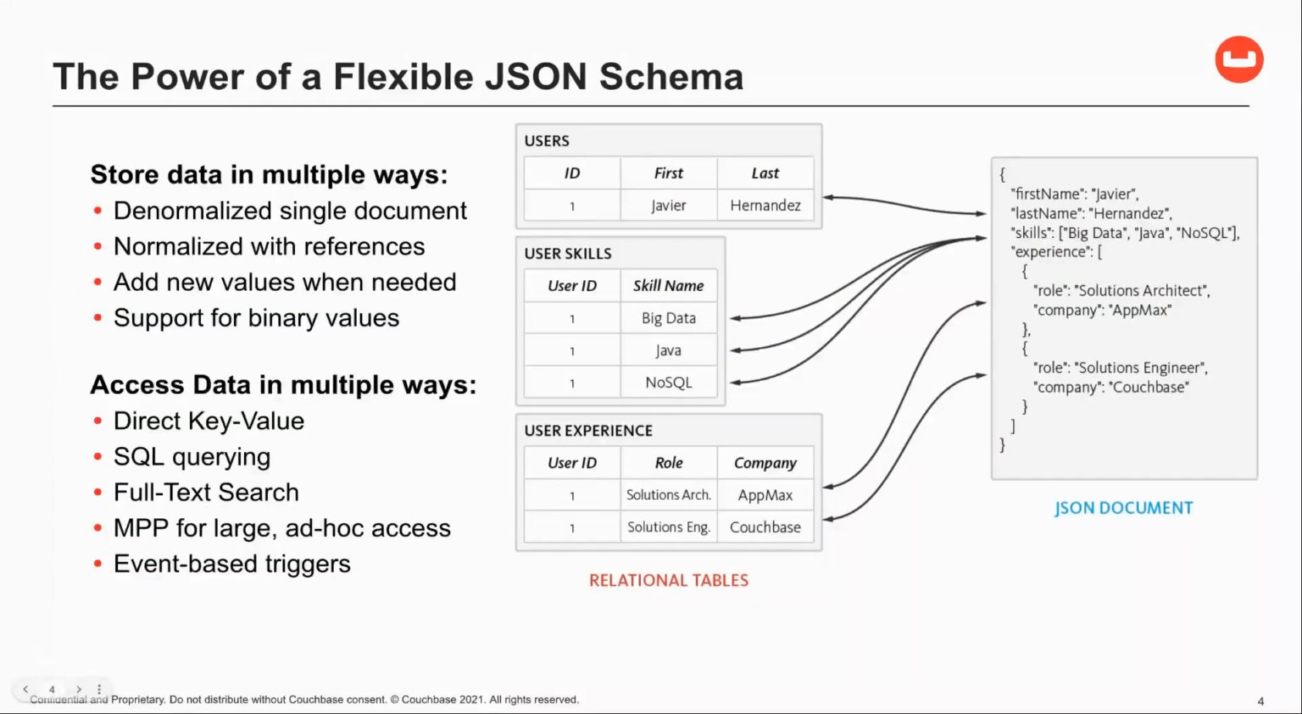So a bit more about Couchbase's flexible JSON schema. You can store your data in multiple ways, such as denormalized single document or normalized documents with references. Being flexible, you can add new values as needed. We also have support for binary values. You can access your data in multiple ways: direct key value access, SQL querying, full text search, MPP style analytics, and using event-based triggers to perform functions based on changes in your data.